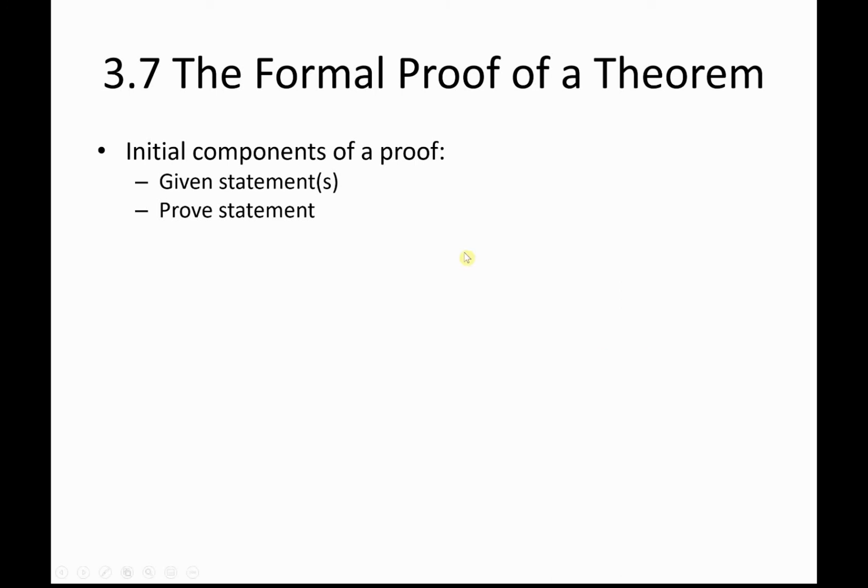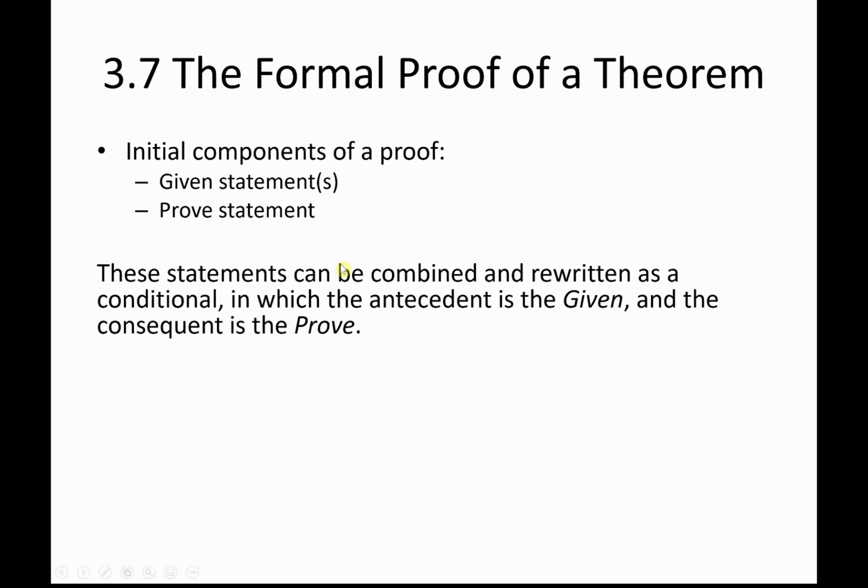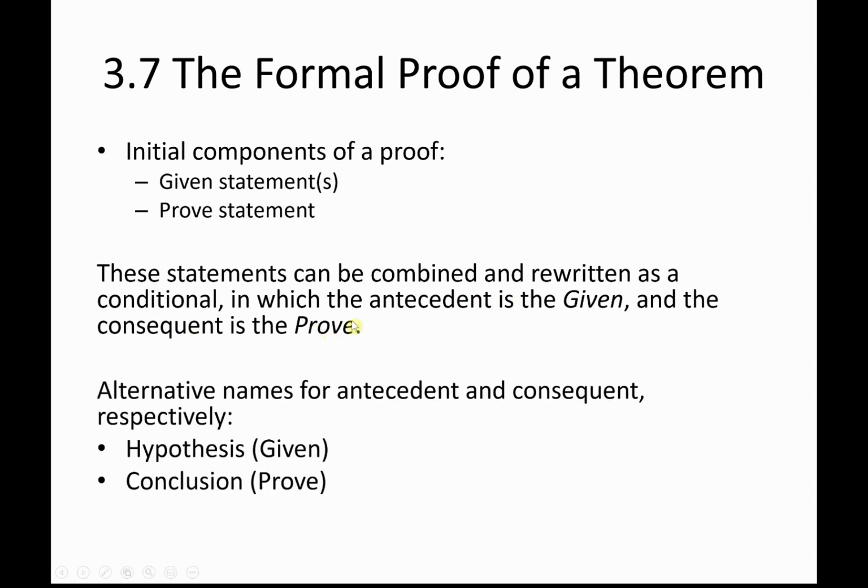Okay, so notice that the initial components of a proof are the given statement, or statements, there might be more than one, and then there's the proof statement, and sometimes there's also a corresponding picture. We'll talk about that in a second. So these statements can be combined and rewritten as a conditional, in which the antecedent is the given and the consequent is the proof. Okay, so you could say if given, then prove, but the given and the prove will be like specific statement components.